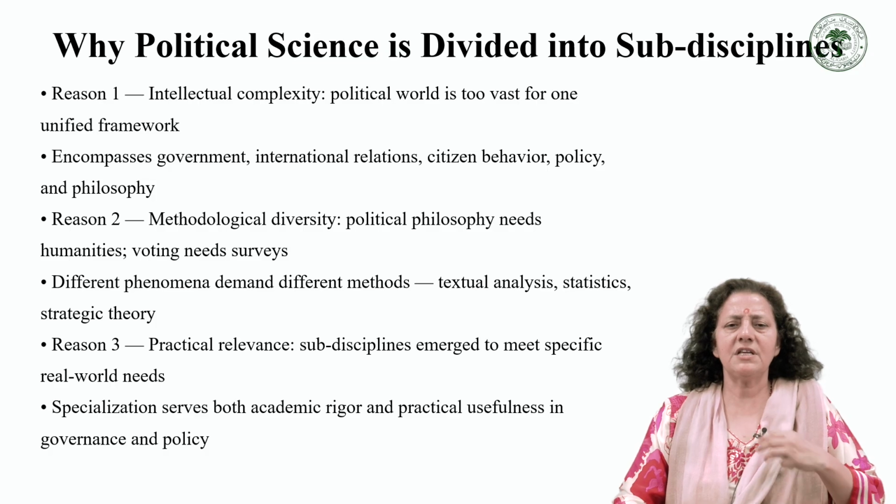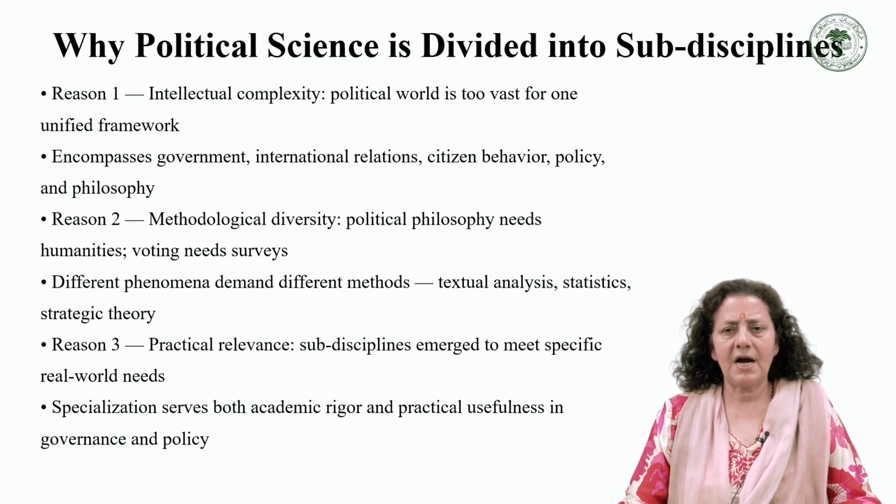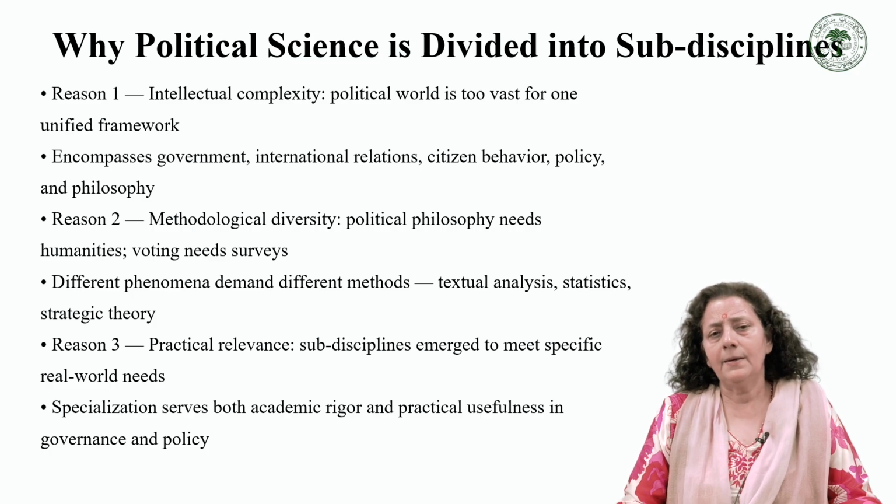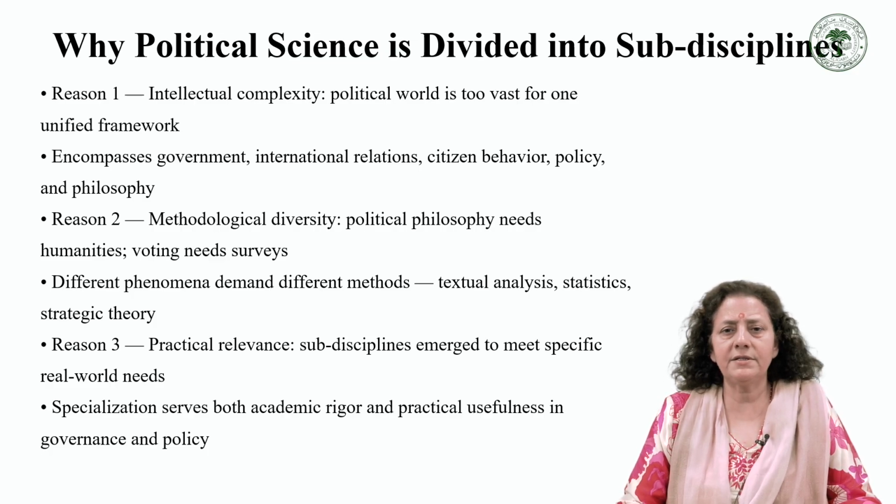The second reason is methodological diversity. Understanding political philosophy requires methods from the humanities, textual analysis, and normative reasoning. Understanding voting behavior requires social scientific methods like surveys and statistical analysis. Understanding foreign policy requires diplomatic history and strategic theories. Different political phenomena demand different methods of study.